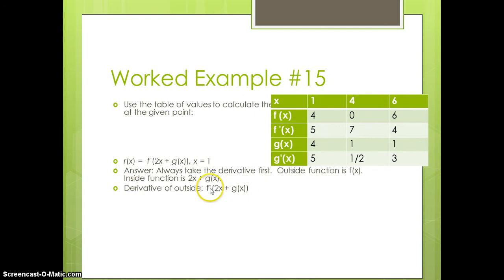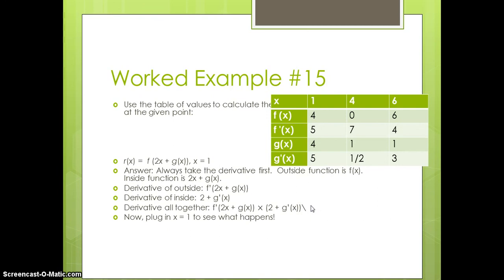Derivative of the outside will be f prime of 2x plus g of x. Remember, we're leaving the inside alone for the time being. And the derivative of the inside will be 2 plus g prime of x. We can string that all together, and we get f prime of 2x plus g of x times 2 plus g prime of x. And a straight mark there.